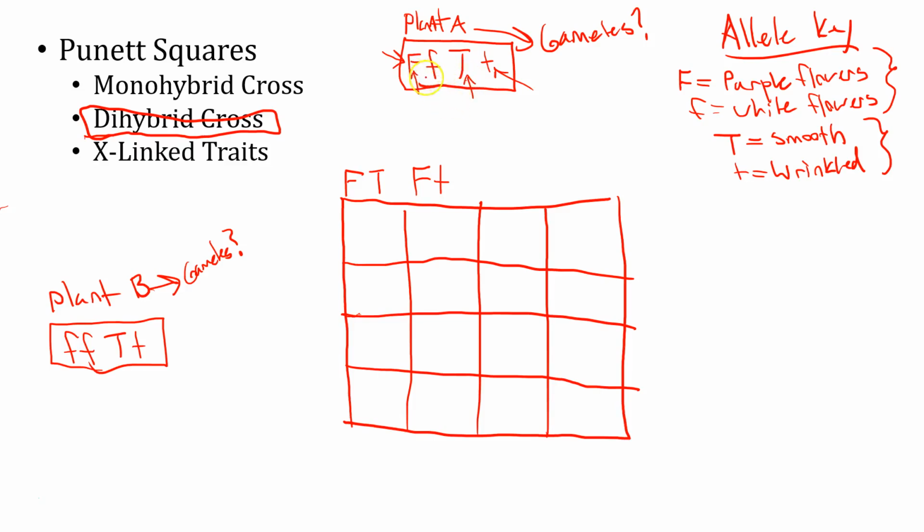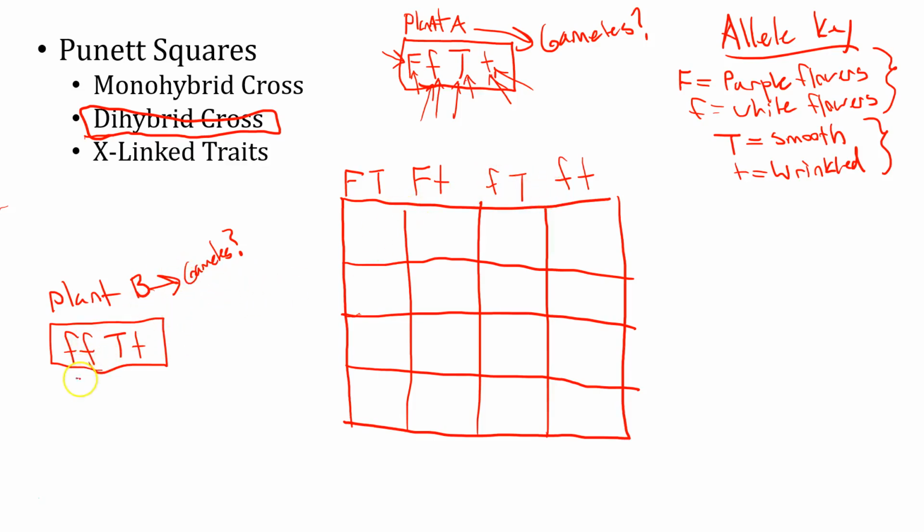Okay, so that's the first two combinations, and then the other combination is that this allele can be packaged up with this allele, so that would be a little f big T, or it could be that this little allele is packaged with this little allele, so that would be a little f little t. So those are all the gametes that could be produced from that plant.